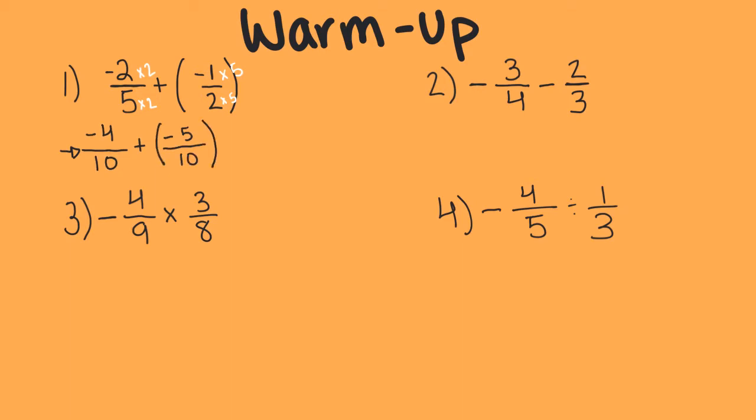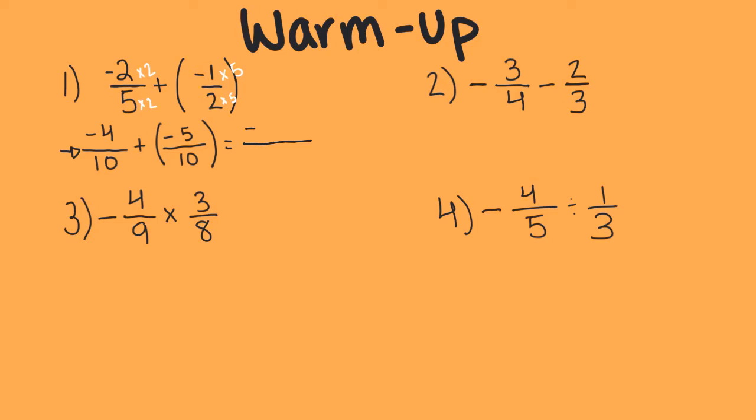All right, now that I have my denominators the same, I can go ahead and add my numerators. So now I have negative 4 plus negative 5. Because both of my values are negatives and we're adding them together, first of all, I know that my value is going to be a negative.